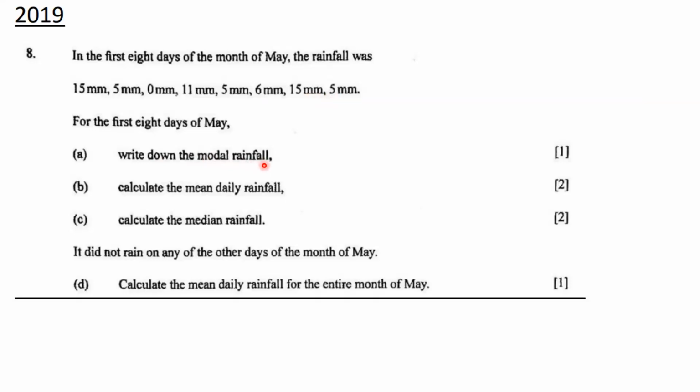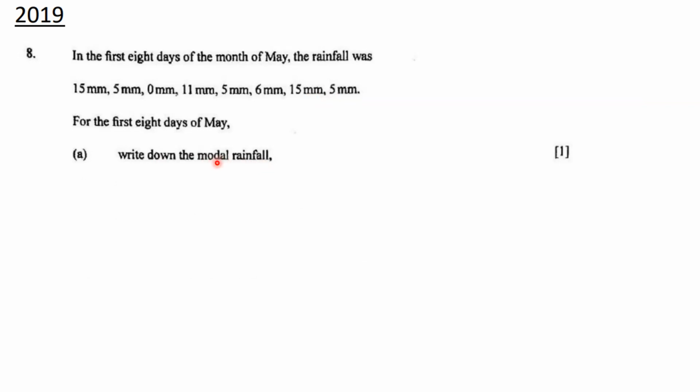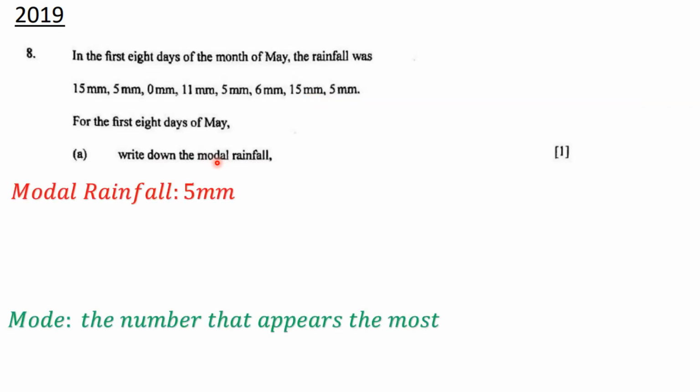Now, modal is mode, and mode is the most popular value of the data set. It is the number that appears the most. So which number appears the most? That's definitely going to be 5 millimeters. So 5 appears one, 2, and 3 times. So there's no other number that appears more times than 5 millimeters. So the answer is 5 millimeters for the modal rainfall, because mode is the number that appears the most.